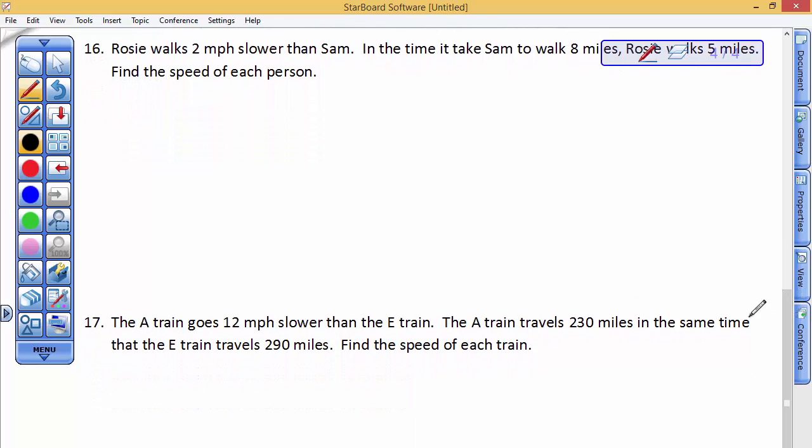All right, let's finish up a couple more problems. These are distance, rate, time problems. And I want to write a formula over here. Distance equals rate times time, and remind you of this.